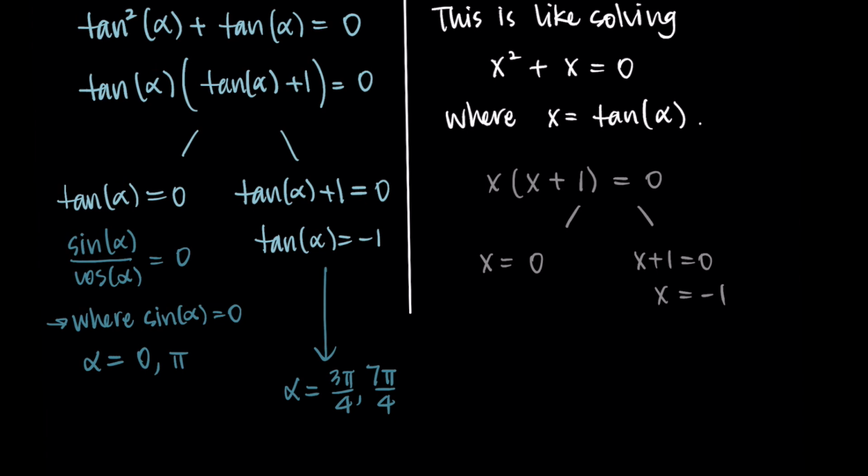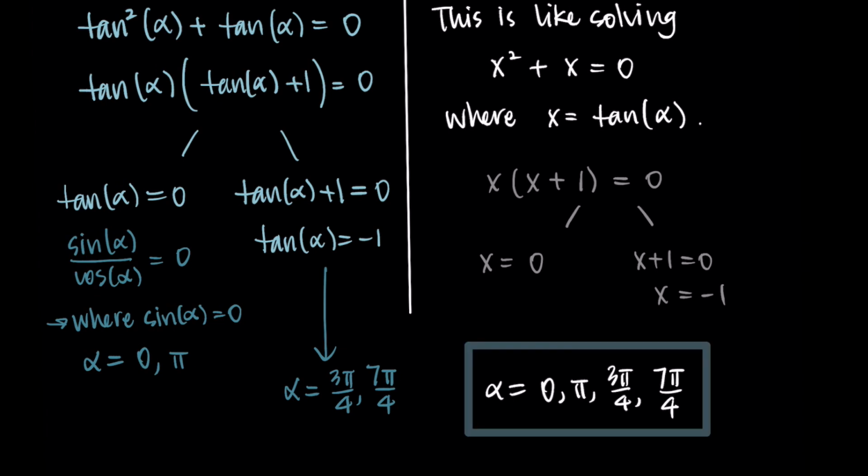So I'm kind of hoping at this point you know how to do that part of the problem, so I'm not talking about it too much. But of course, if you need a review on that, send me a message or leave me a comment and I can try to help out with that part. So together we have our 4 solutions in the interval from 0 to 2 pi, and we write them as one big list. So we say alpha is equal to 0, pi, 3 pi/4, or 7 pi/4. And there we go.